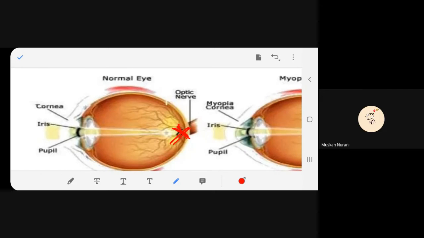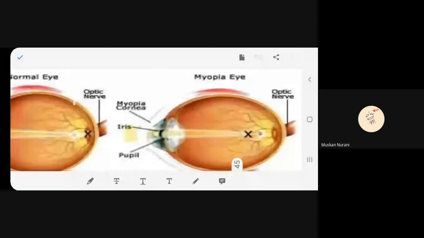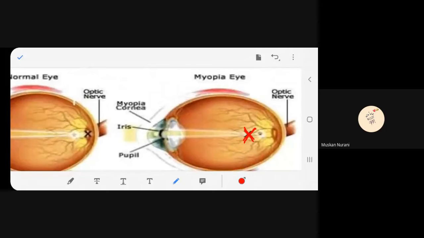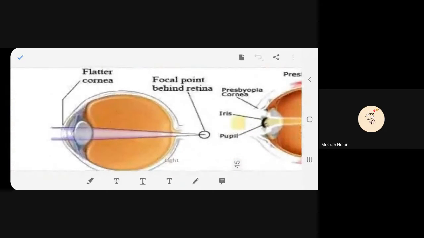Now let's see the myopic eye. Where is the image formed? Before the retina, isn't it? In between. This is the image. This is the myopic eye. Okay. Then we have hypermetropia. See, where is the image formed? Here, behind the retina. You understand now?